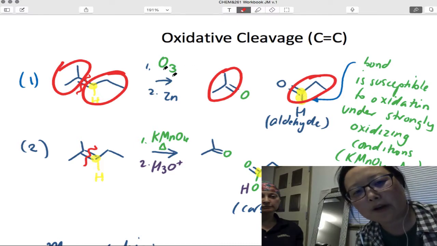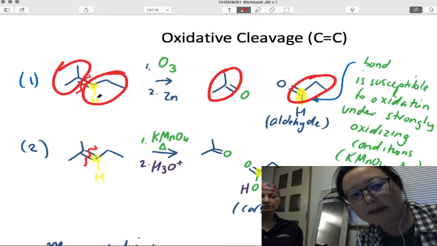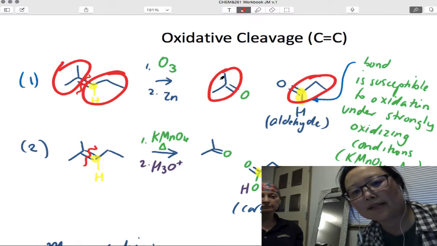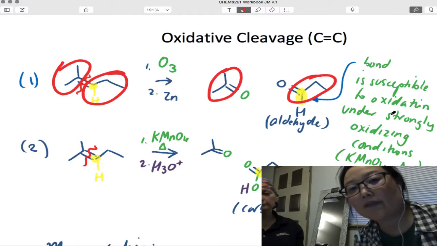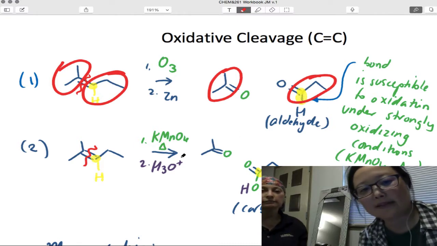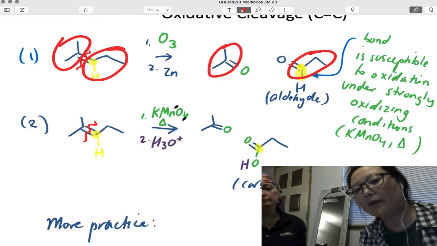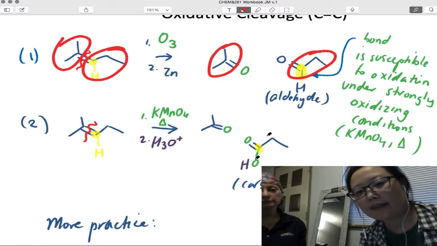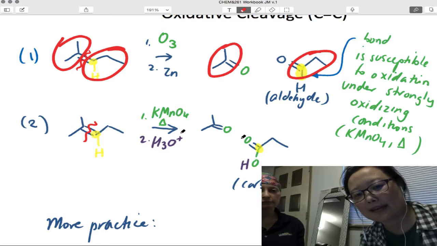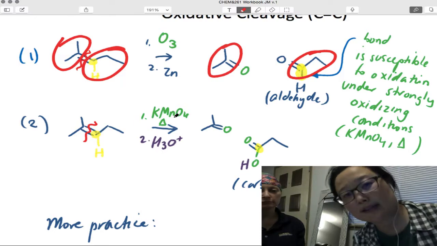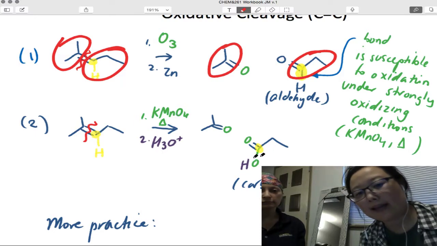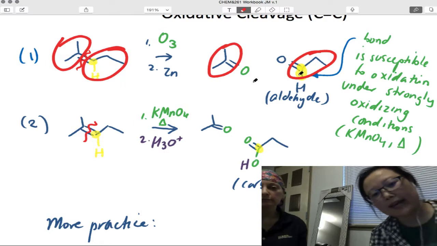And notice with ozone and zinc workup, I keep that hydrogen there. So these are aldehydes, and this one is a ketone because it's got two R groups on it already. This bond is susceptible to oxidation if I use KMnO4 instead. So here is the same reaction, but with KMnO4. So then that bond here, which was under reducing conditions, now gets oxidized if I'm using strongly oxidizing conditions. So then I get a carboxylic acid instead of an aldehyde.